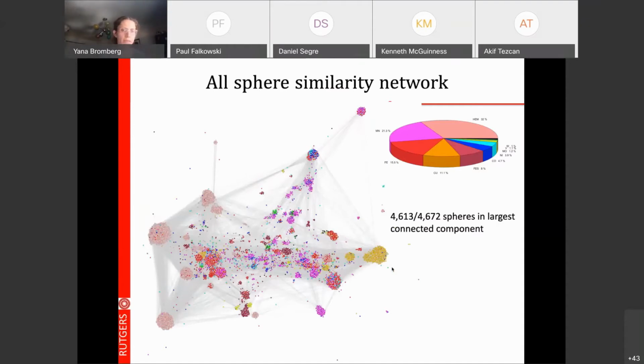It's just a matter of layout. But I think the main point remains in every single iteration of this network. Apologies. In every single iteration of this network, what you're seeing is that, first of all, out of all the 4,672 spheres that we had in our set, 4,613 were connected, which is already interesting.